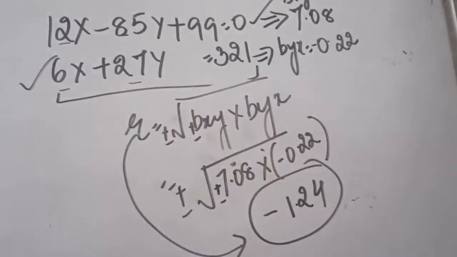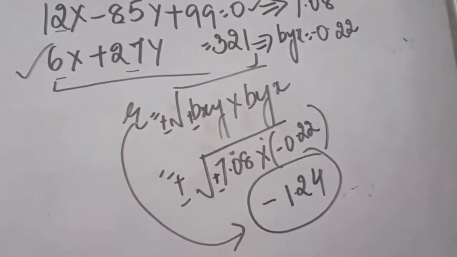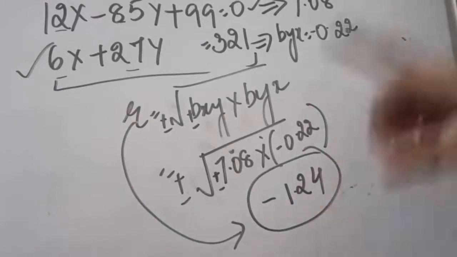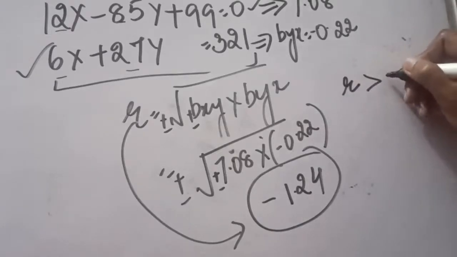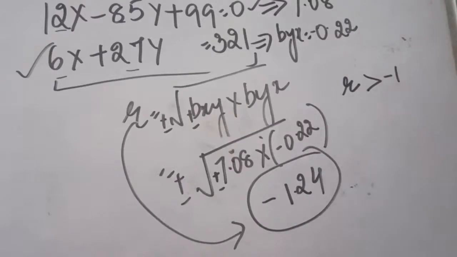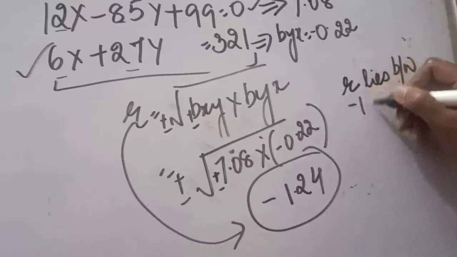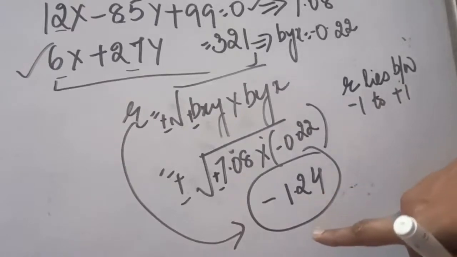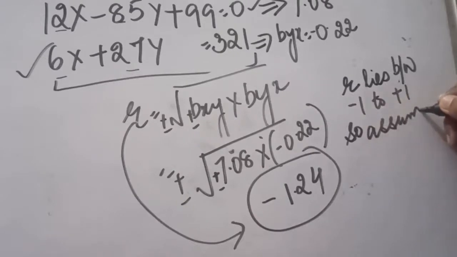If you remember the chapter of correlation, there we have repeatedly discussed that the correlation value can never exceed minus 1 and positive 1. So it has to lie between minus 1 and positive 1. It cannot go beyond minus 1. It means we will write that r cannot be more than minus 1, or you can write this line: r lies between minus 1 and positive 1. But in this question, r comes out to be minus 1.24. Therefore our assumption was wrong.